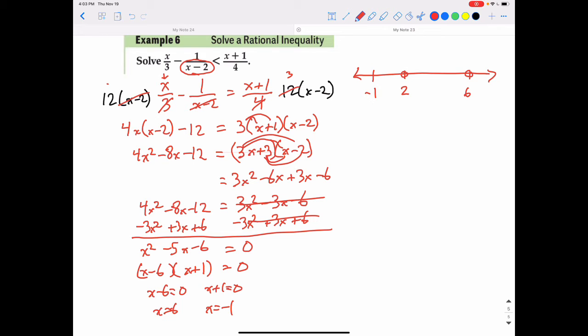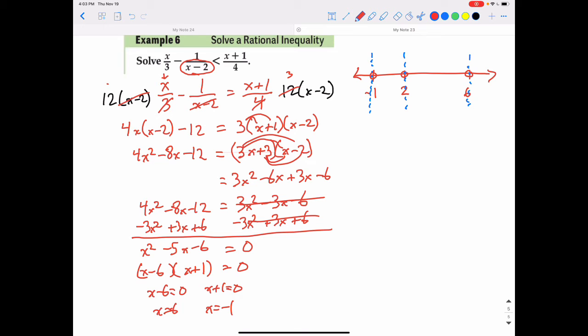And I'm using open circles because it's less than and not equal to. And what that does is it places 4 different sections on the number line. We have a section that is to the left of -1 for numbers that are smaller than -1, a section for numbers between -1 and 2, a section for numbers between 2 and 6, and a section for numbers larger than 6.